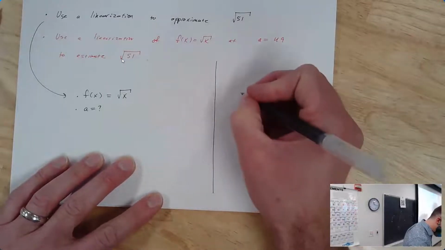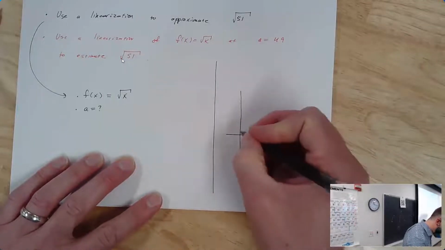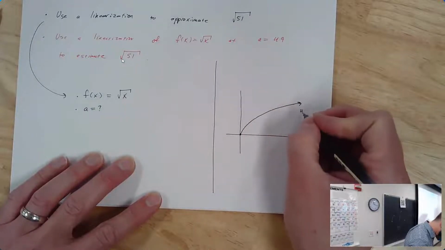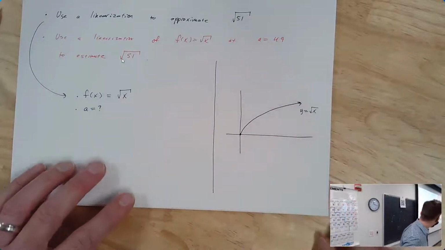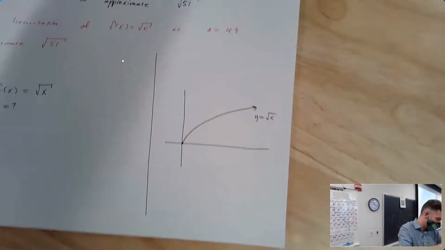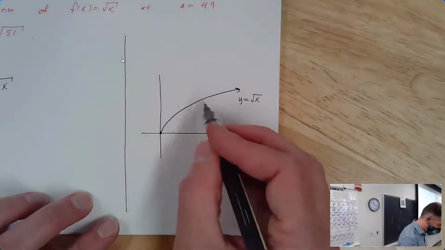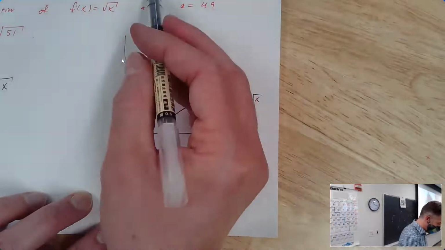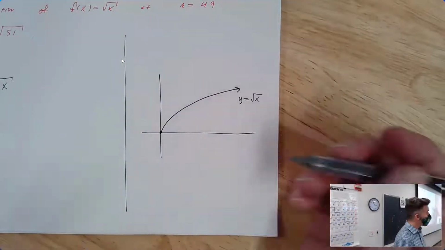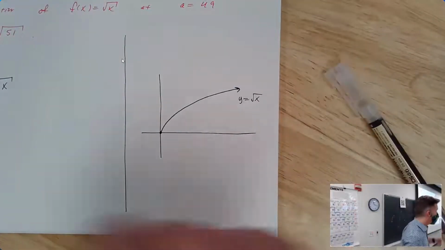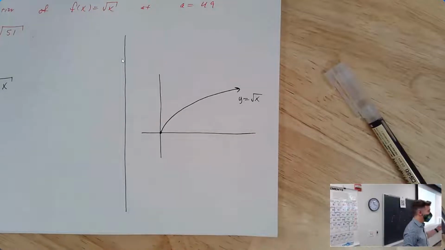I'm taking my square root function. And let's see if we can zoom in a little bit here. So here's my square root function. And the idea is I'm trying to use the linearization of this function to estimate the square root of 51. So I don't know what the square root of 51 is. I know what the square root of 49 is. Square root of 49 is 7, right? It's easy to plug in.